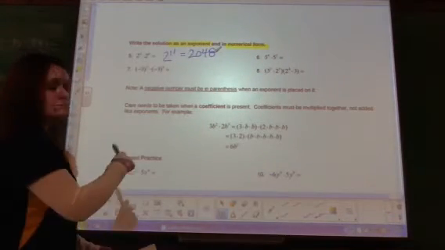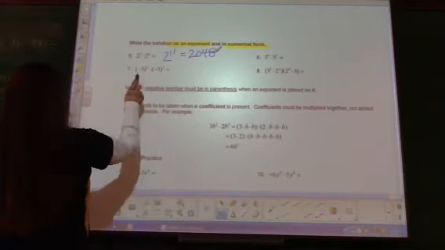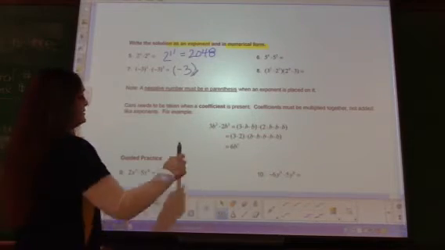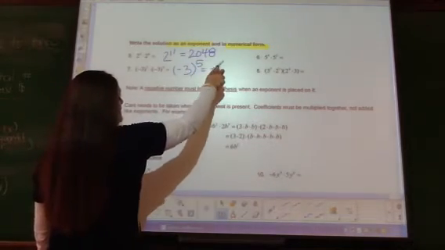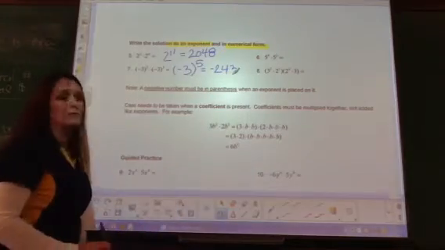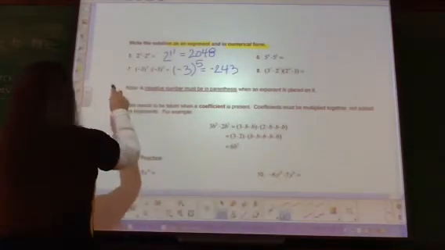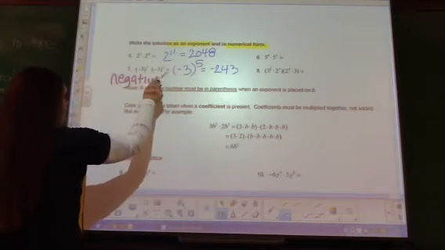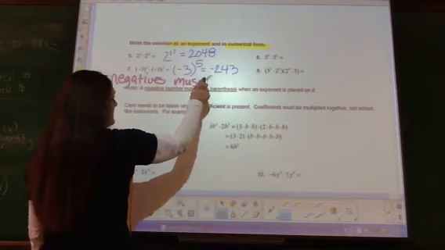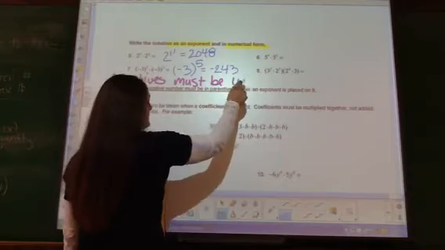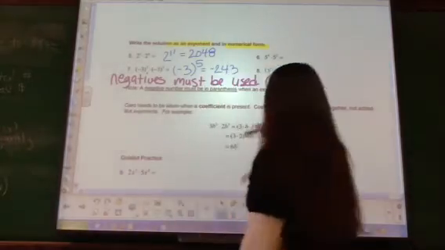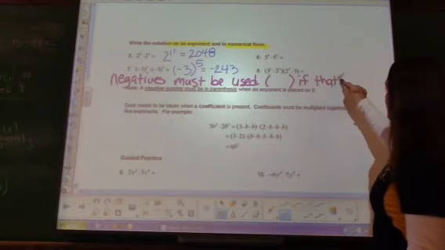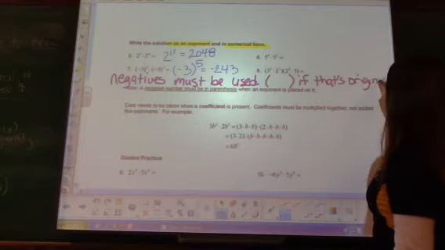We would do the same, the rest of them the same way. Be careful if you have a negative. Negatives have to stay in parentheses. It makes a big difference. So if we add these, we get negative 3 to the 5th, or if we multiply it out, we get negative 243. This is something else I want you to write right here. Negatives must be used in parentheses. That's the original. So if it's originally in parentheses, you have to keep it that way.